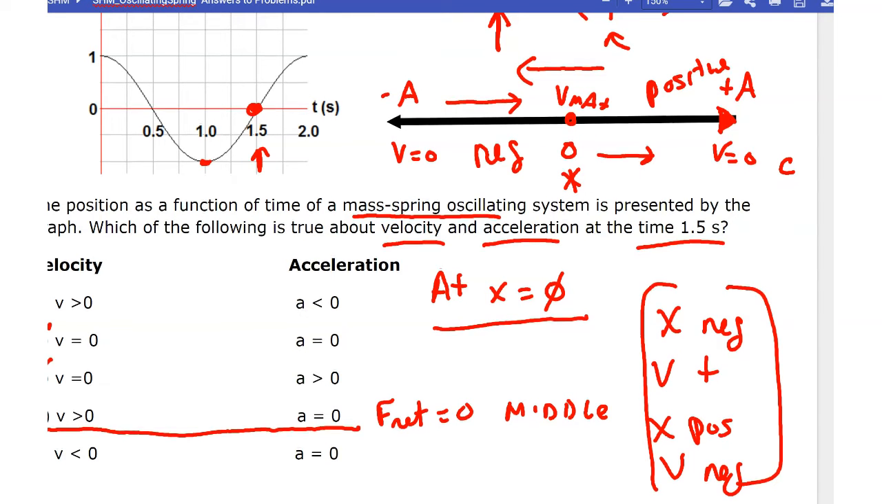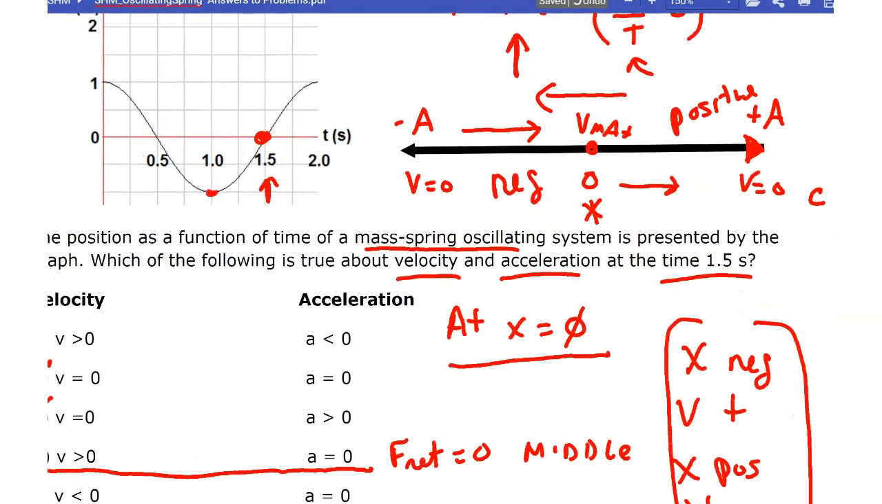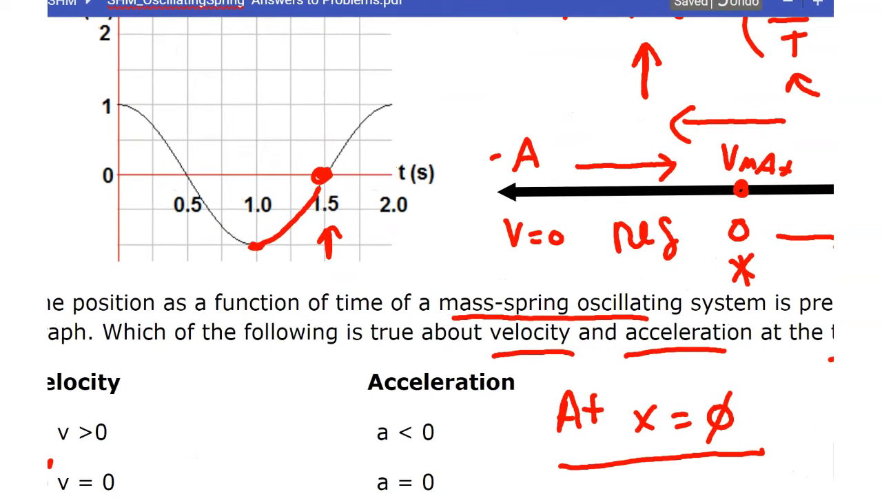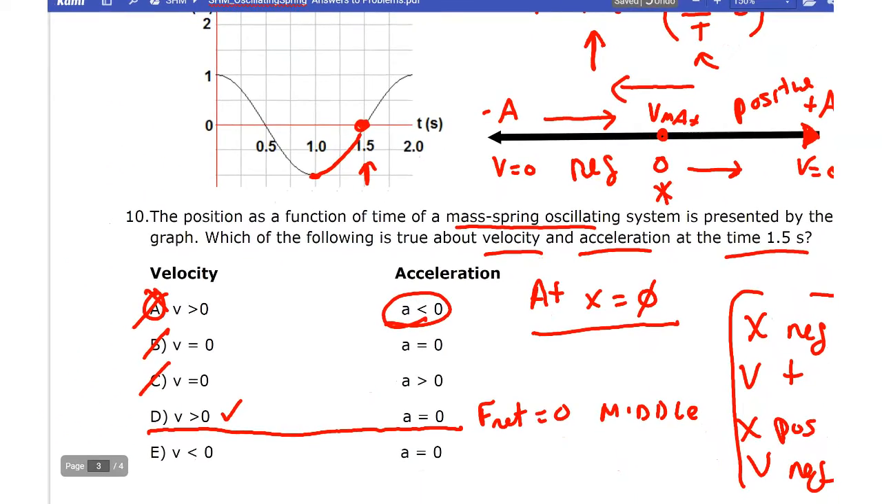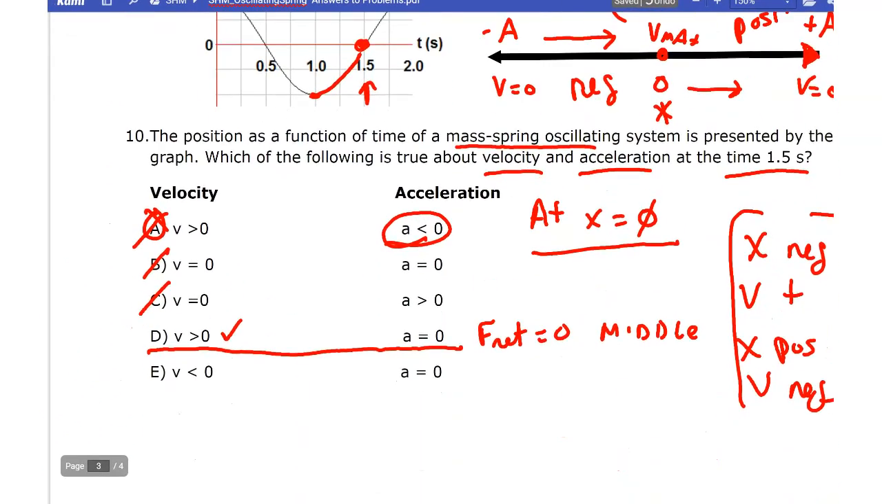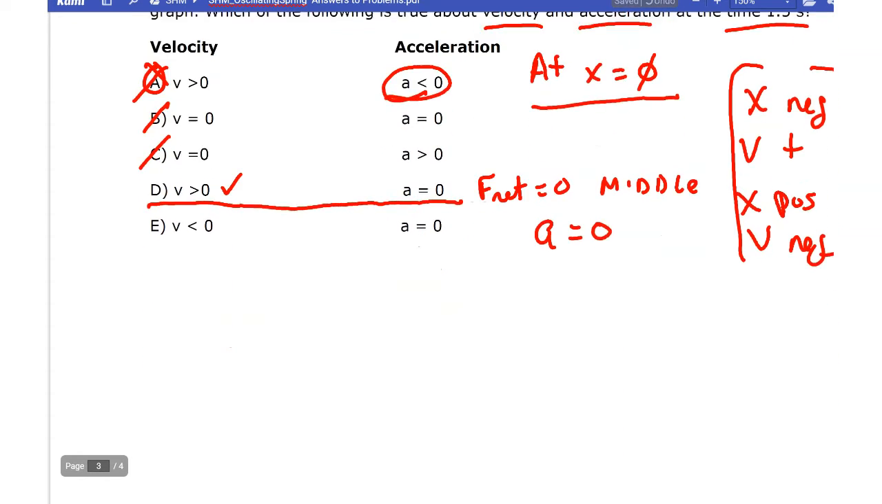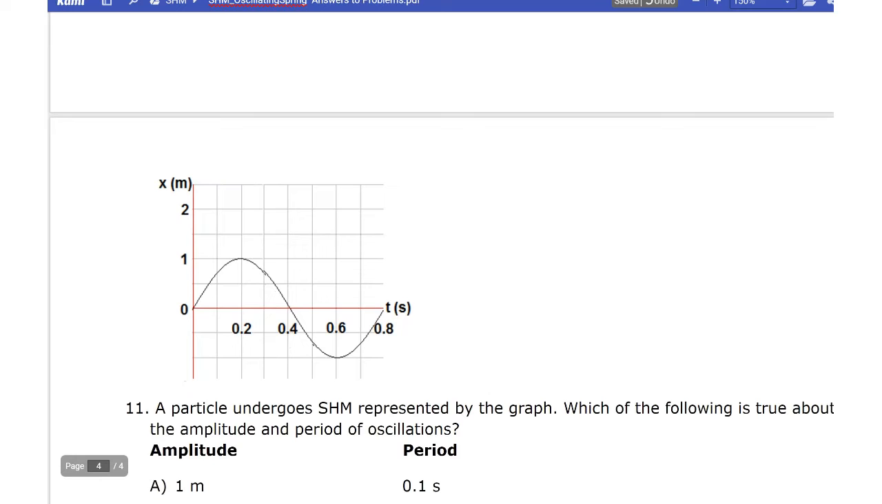So that is it. We knew because on the way to getting to that 0, the x was negative, so the velocity is positive. It's not this one because, of course, a does not equal 0. A is always 0 in the middle. So f net is 0 in the middle, so a is 0. So that was a good one. And oops, got another one over here.